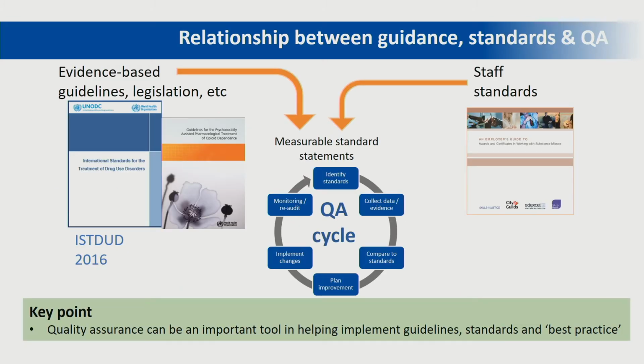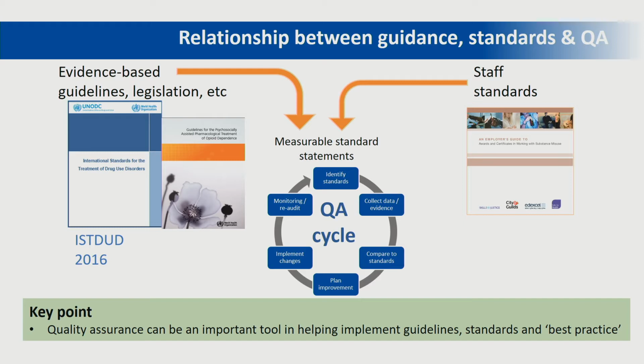Okay. So what's the relationship between guidance and standards and quality assurance? Well, I think that quality assurance mechanisms can be a really good way of helping us do that difficult task of implementing guidelines. So we have lots of guidelines nationally and internationally, and here's just a few. The International Standards for the Treatment of Drug Use Disorders, I'll call it ISTDUD just because it's easier. We've got WHO guidelines. I know it's hard, I know. The language in quality gets very difficult at times.